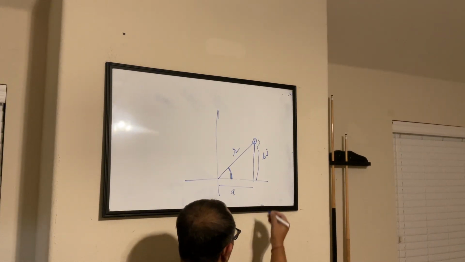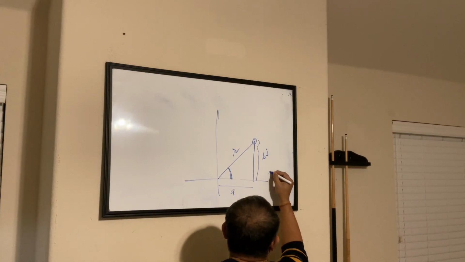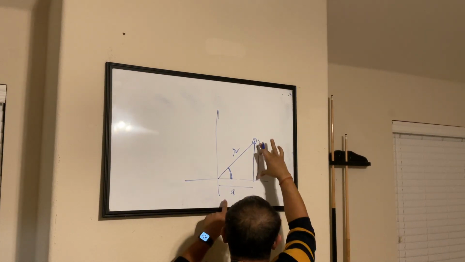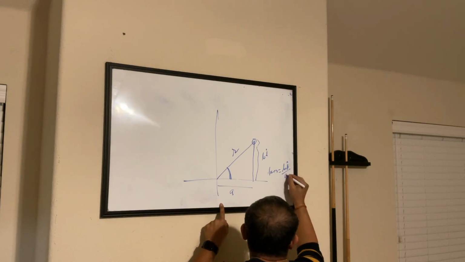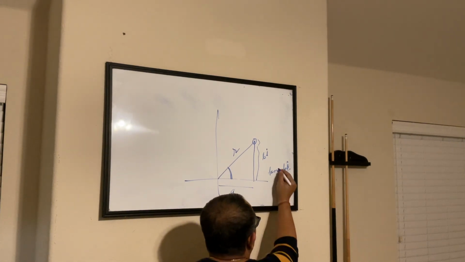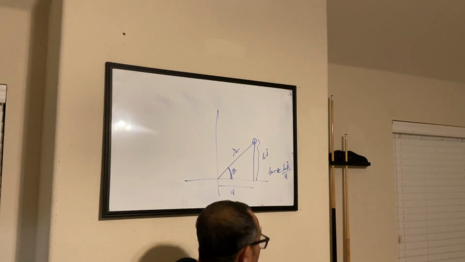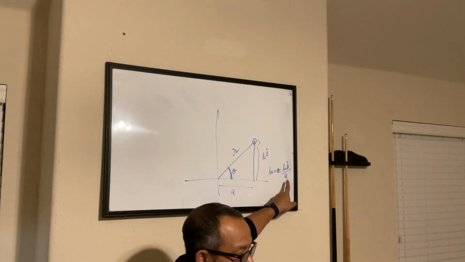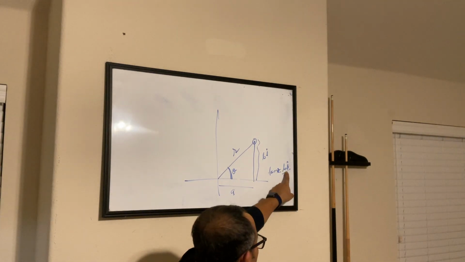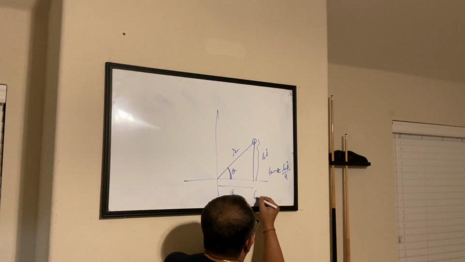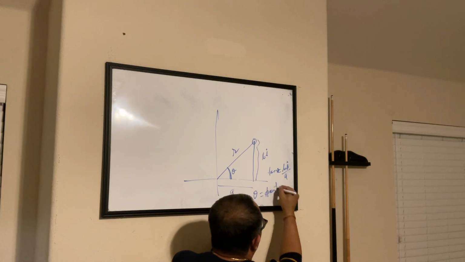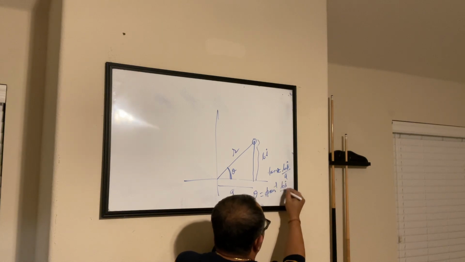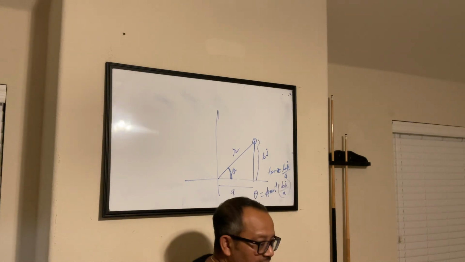You can say that, okay, the angle, if I look at this, Bi by A is my tan theta, if this is my angle theta. Bi by A. And what is the angle? Arctan, or tan inverse, whatever you call it. Tan inverse Bi by A. That's it.